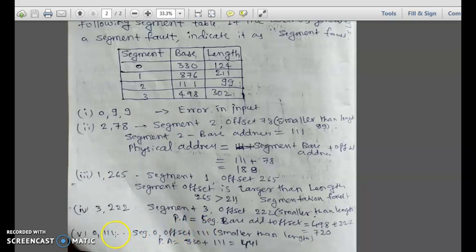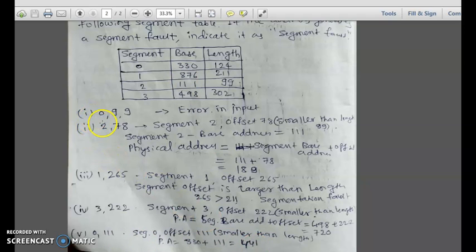Then the fifth one is 0, 111. When you refer to segment number 0 here, the length of the segment is 124. Here the offset is 111. Segment 0 offset 111 is smaller than the length. Therefore, you can calculate the physical address as 330, the starting address of segment 0, plus offset 111, which comes out to be 441.